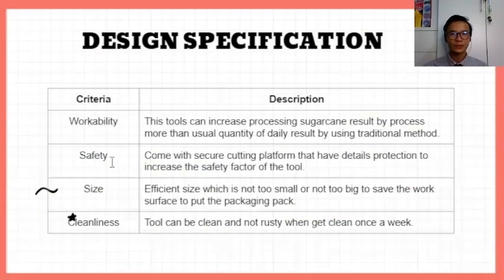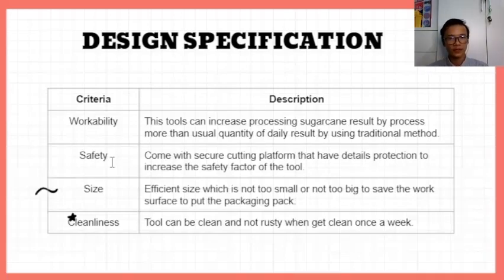Next is design specification. This is some of the criteria of our ECC machine. First is workability. We hope that the machine we are designing can reduce the time taken for cutting the sugarcane. In previous or traditional ways, they can only cut sugarcane one at a time. So we hope that our machine can cut multiple sugarcane at one time.